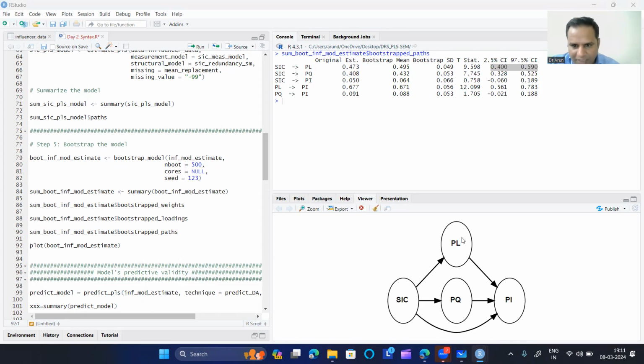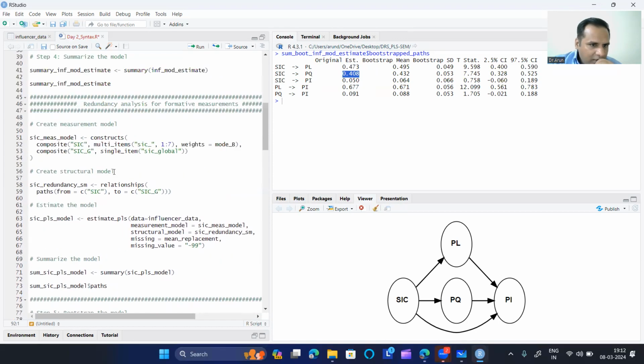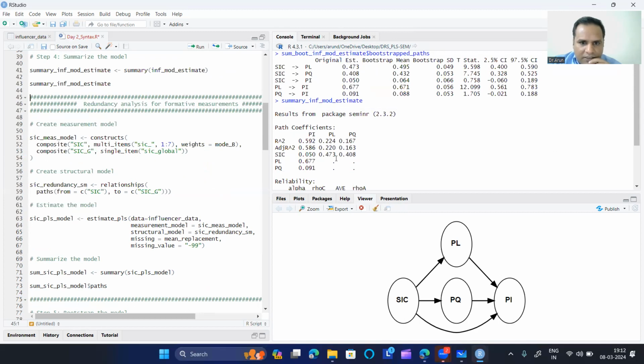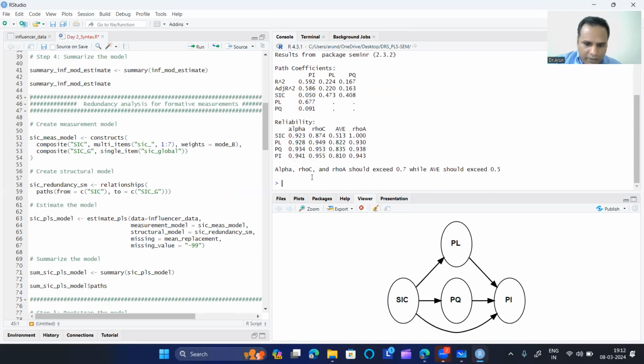So SIC to PL is significant, SIC to PQ is significant, but SIC to PI, remember, is not significant. When I saw the beta value of SIC to PI, even without seeing the T value and confidence interval, I said this might not be significant, looking at the beta value. See, this is the beta, and this beta was similar to what you got in this model. Yes, okay. So let me rerun it.